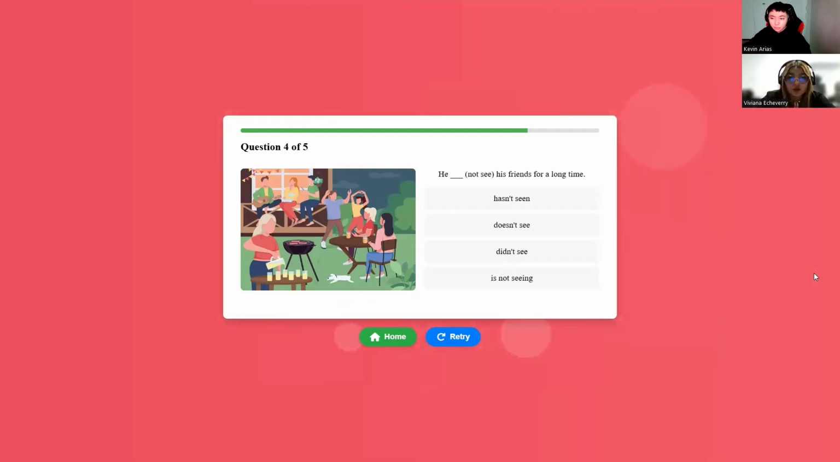Okay, and the next question says, he not seen his friends for a long time. Remember that the present perfect is used with for a long time to indicate an action that hasn't occurred over a period leading up to now. The negative form hasn't seen also communicates that the action hasn't taken place during this period. So in this case, the correct answer is hasn't seen.